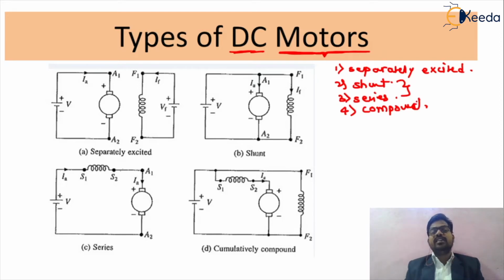So friends, these are the different types of DC motor. Basically, the working principle of the DC motor is based on Fleming's left hand rule, that is, the generation of back EMF.